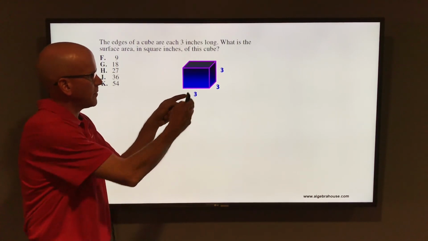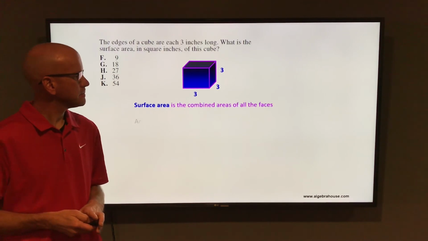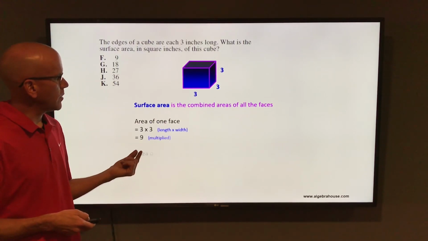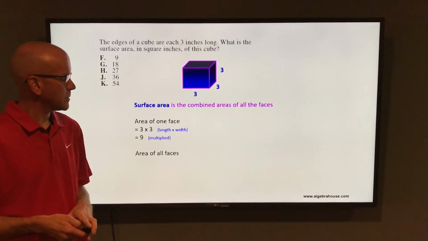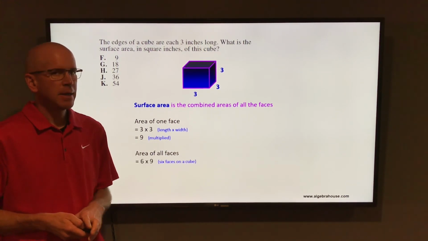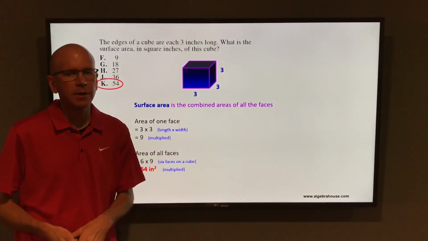So the area of one face would be 3 by 3. That's going to be 9. And then there are 6 sides that are 9 square inches each. So take 6 times 9, and that is going to be 54. 54 square inches is the surface area on that cube.